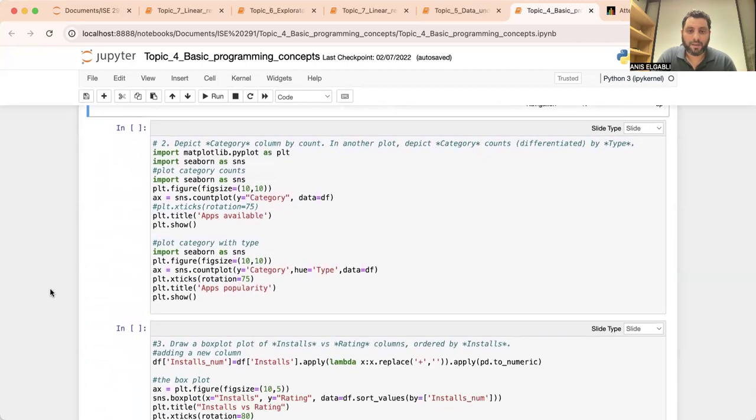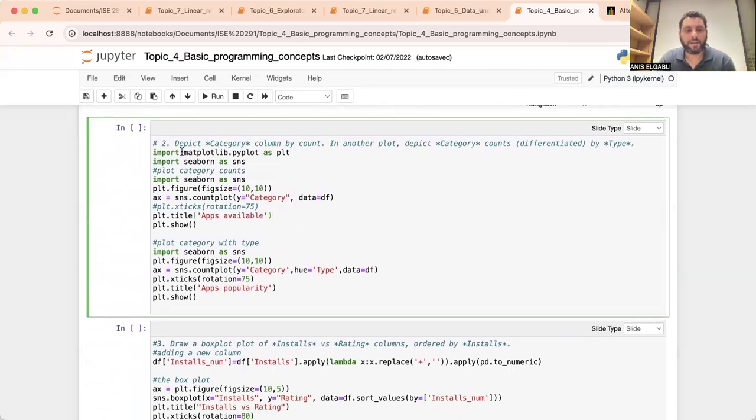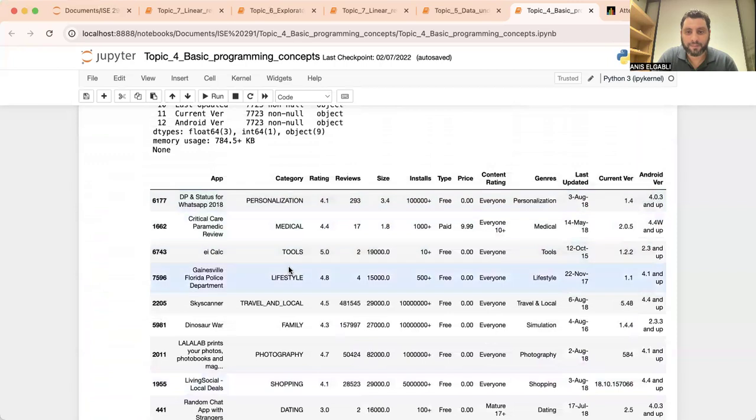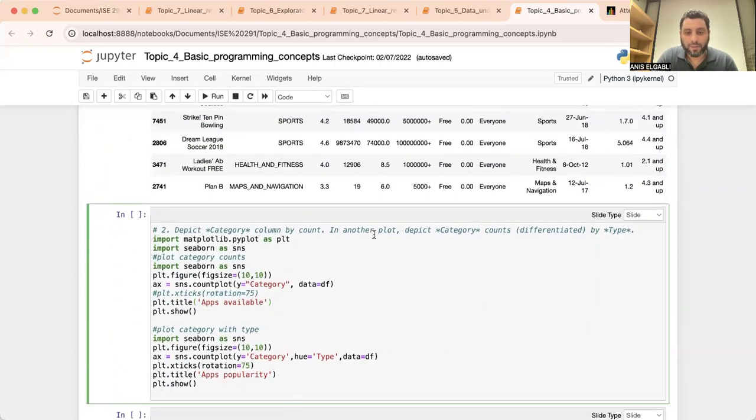This is the data. Here we start with the first example. We want to depict the category column by count. So we want to plot a count plot for the category column here. Also, in another plot, we want to depict category counts differentiated by type. So for the first one, we're just plotting a bar plot, a count plot, which will generate bars. Here y is equal to category. That means y will be the choice of the category and x will be the frequency. So the bars will be horizontal here.